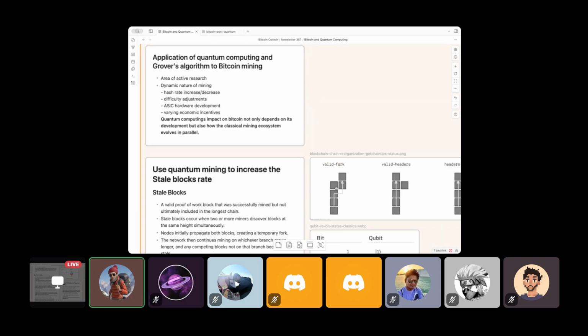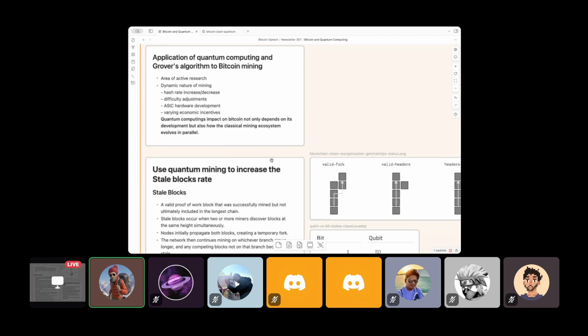So with two valid blocks, either one can become a stale block. Either the quantum miner's block can become stale, or the other miner's block that was found can become stale. This is bad for the network, because if you keep on increasing the rate at which stale blocks occur, there will be a lot of synchronization problems between peers. You have to have a lot of reorgs, quite frequent reorgs. So this, if potentially scaled up to a high degree, could destabilize the network.